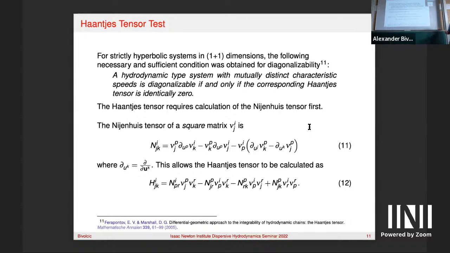So given a square coefficient matrix, I can construct a tensor which, at least in 1 + 1 dimensions, when that's vanishing, is necessary and sufficient to show integrability. Now, in 2 + 1 dimensions, this is only necessary. It's not sufficient, but I'd love to at least cross that bar of necessary, right? Then we can go from there. So our goal is to get this vanishing tensor.